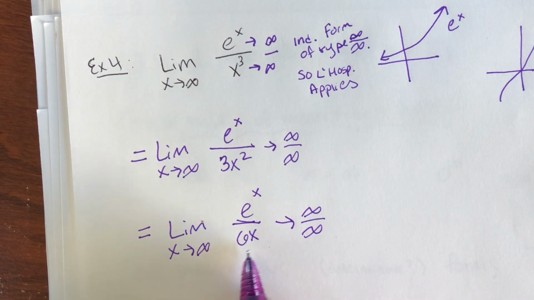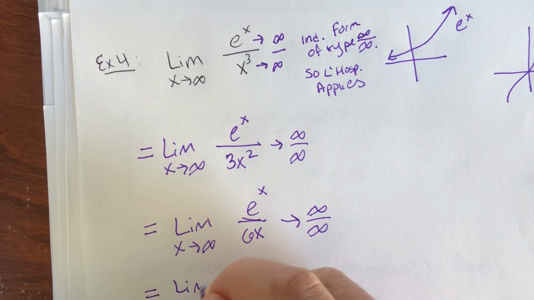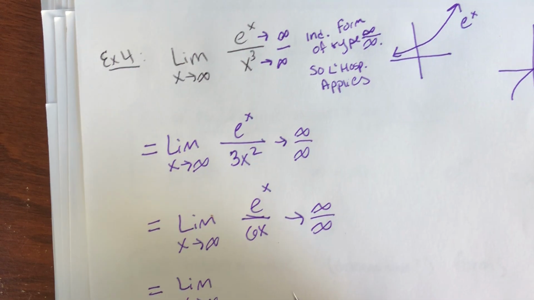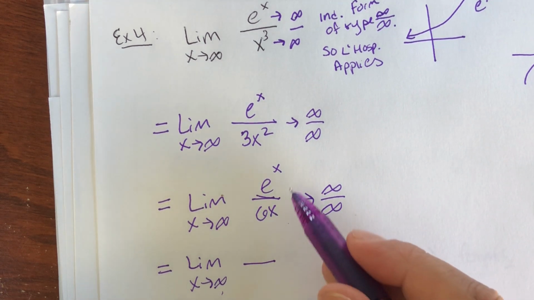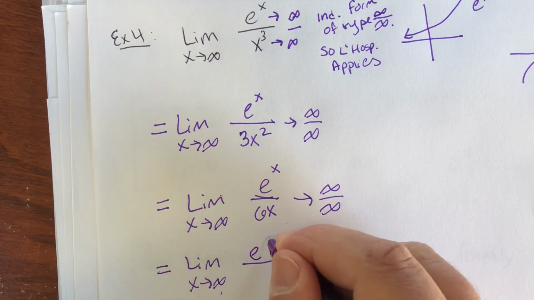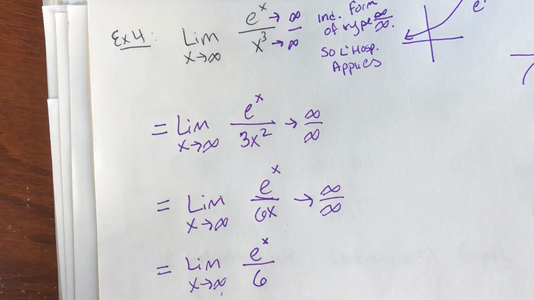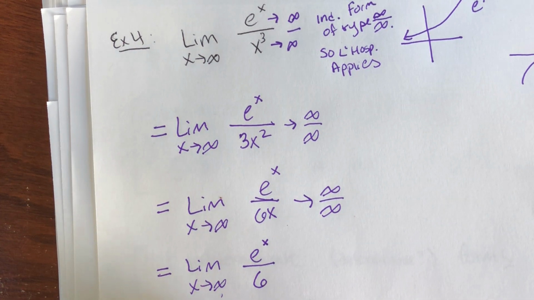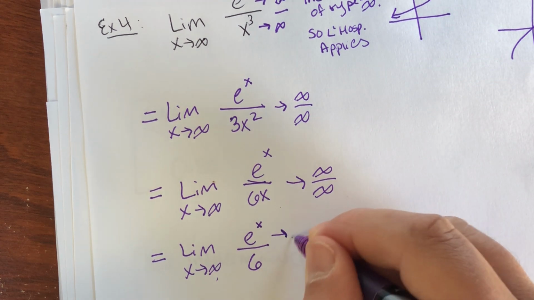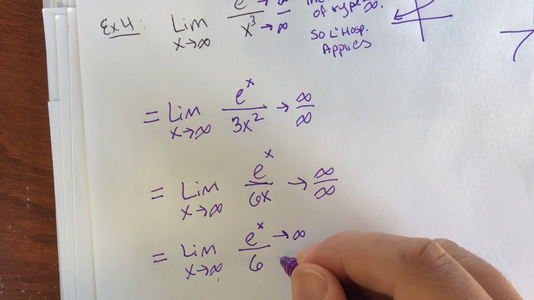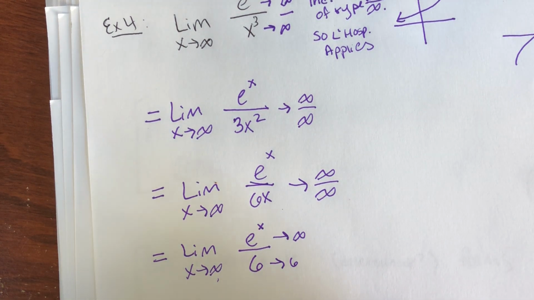e to the x goes to infinity, and the linear function 6x goes to infinity. So we take the derivative one more time, and now, using L'Hopital's rule, this is equal to the limit as x goes to infinity of the derivative of e to the x, which is e to the x, divided by the derivative of 6x, which is just 6. Now finally this is not an indeterminate form, because the numerator is heading towards infinity, and the denominator is a constant. It's just heading towards 6. As x goes to infinity, 6 goes to 6.